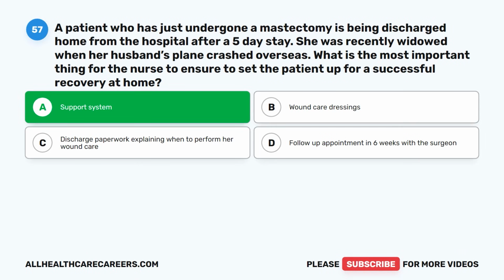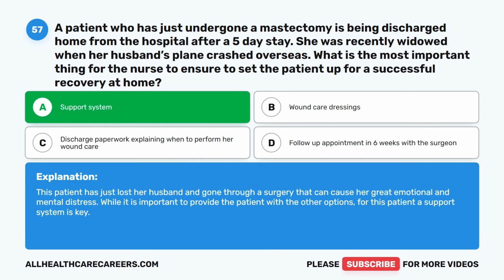The correct answer is A. Support system. This patient has just lost her husband and gone through a surgery that can cause her great emotional and mental distress. While it is important to provide the patient with the other options, for this patient a support system is key.